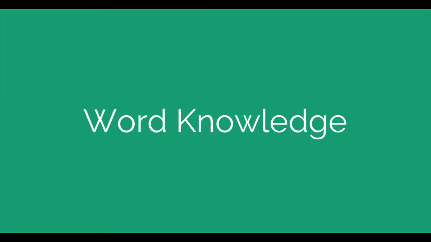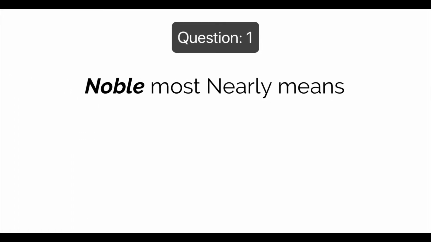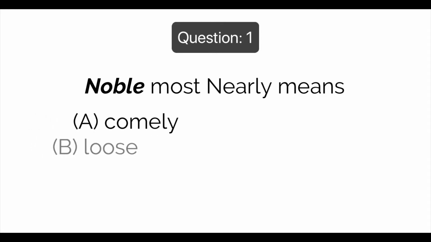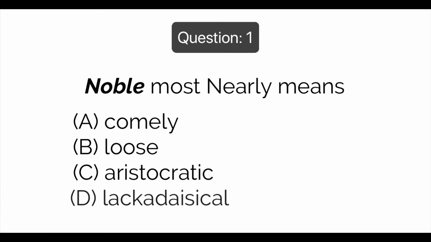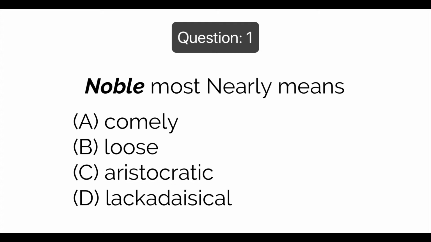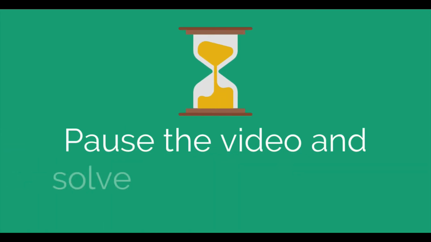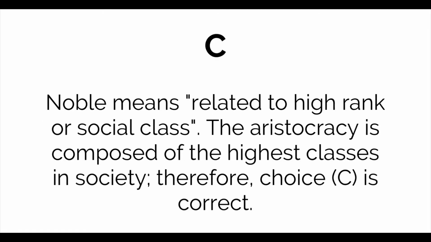Now, let's move on to word knowledge. Question 1. Noble most nearly means A. Comely, B. Loose, C. Aristocratic, D. Lackadaisical. Pause the video and try to figure this one out for yourself. The answer is C. Noble means related to high rank or social class. The aristocracy is composed of the highest classes in society. Therefore, choice C is correct.